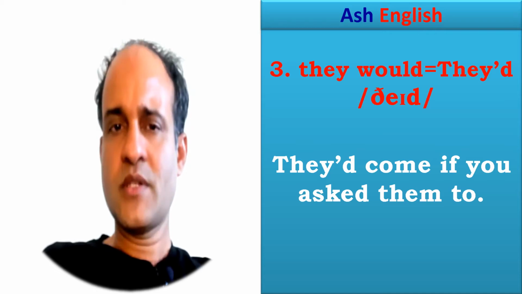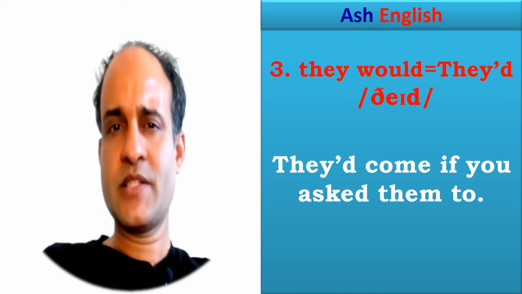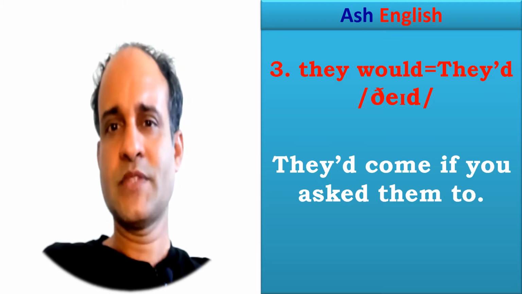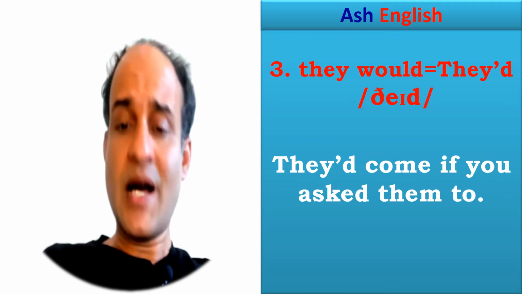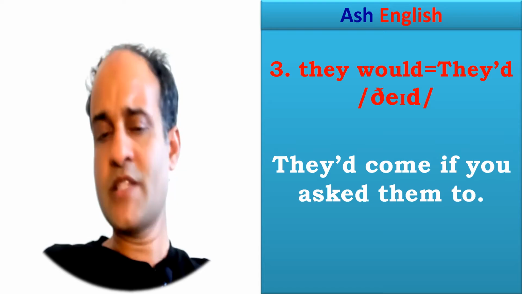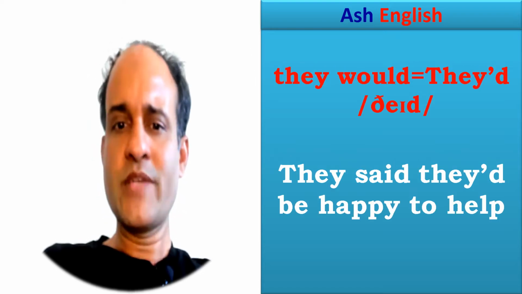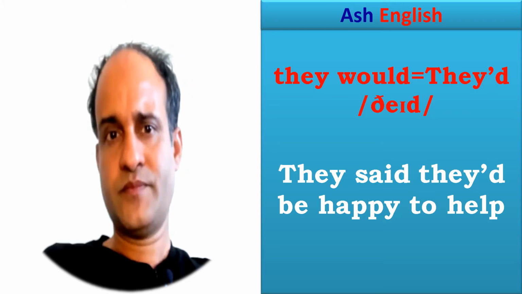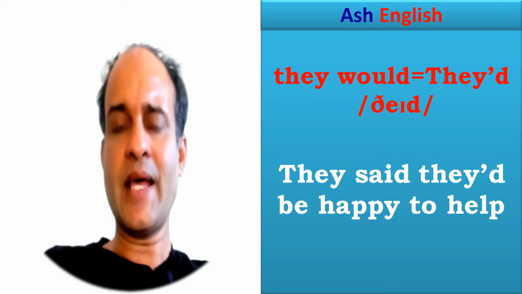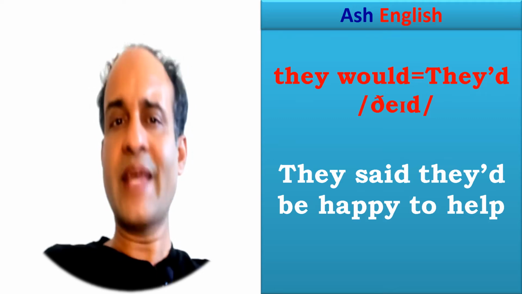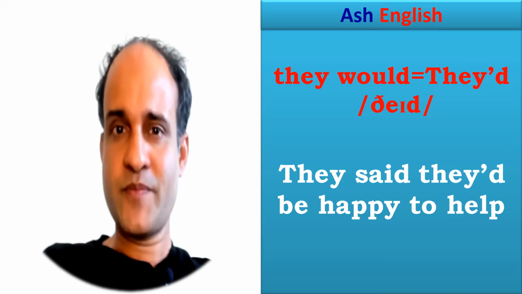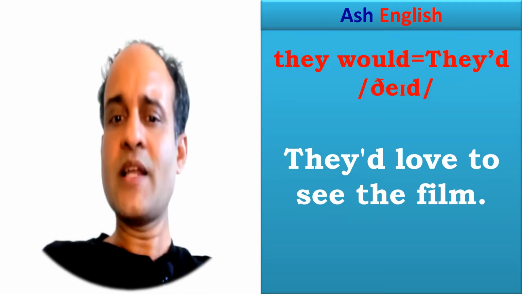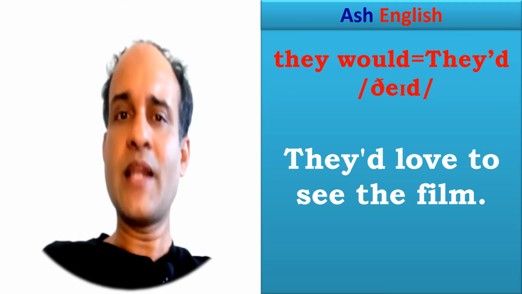They would. They would becomes they'd. They'd. Listen and repeat. They'd. Let's have an example. They'd come if you ask them to. They'd come instead of they would come. Okay. Next example. They said they would be happy to help. It becomes they said they'd be happy to help. They'd be happy. They'd. Listen and repeat. They'd. Excellent. Next. They'd love to see the film.